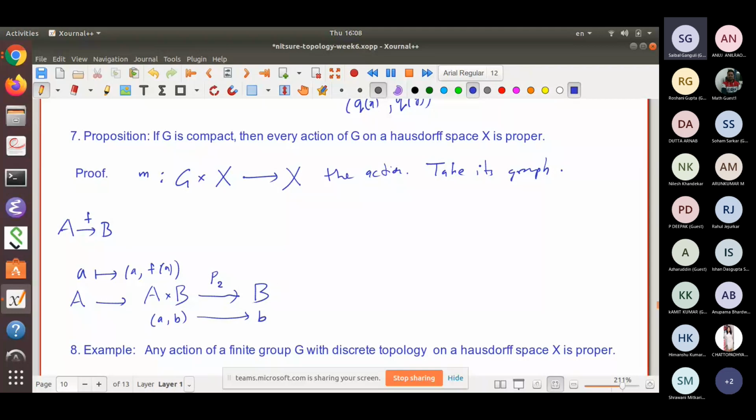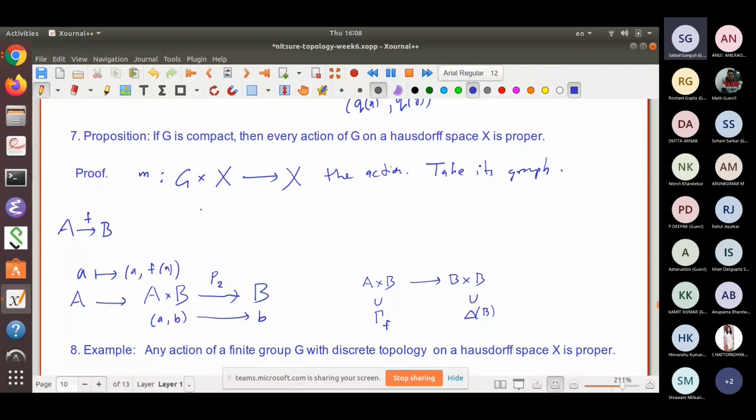And when is the graph closed? We have proved that if B is Hausdorff, then the graph is closed, because the graph is the inverse image of the diagonal of B under the map A cross B to B cross B. If I take the diagonal of B, its inverse image is the graph. So if the diagonal is closed, its inverse image is closed. The graph is obviously isomorphic to A because we can project it back to A. That's the inverse to the graph map. All this we have spoken before.